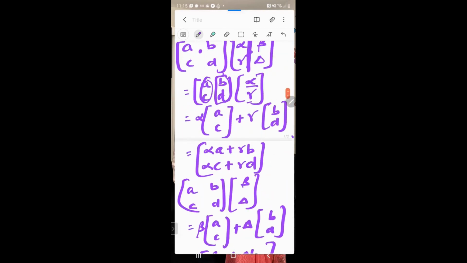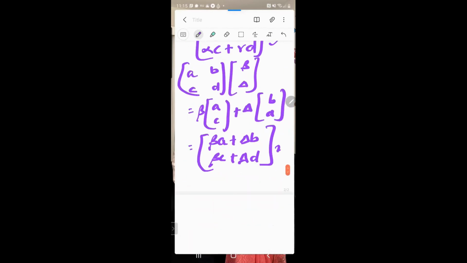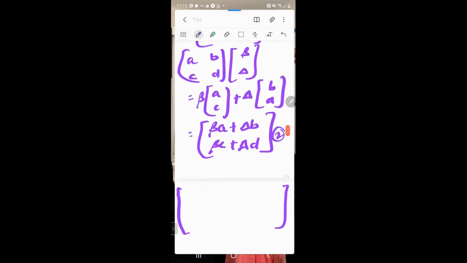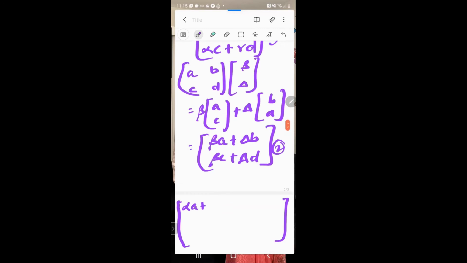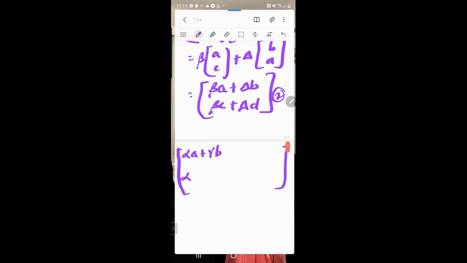Right. So the result of multiplying this matrix with this vector was this thing. This is our first column in the resultant one. The result of multiplying this matrix with the second one is this. This is our second column in the resultant matrix. So we have this messy looking matrix: alpha A plus gamma B, alpha C plus gamma D, and then beta A plus delta B, and then beta C plus delta D. This is our resulting matrix.